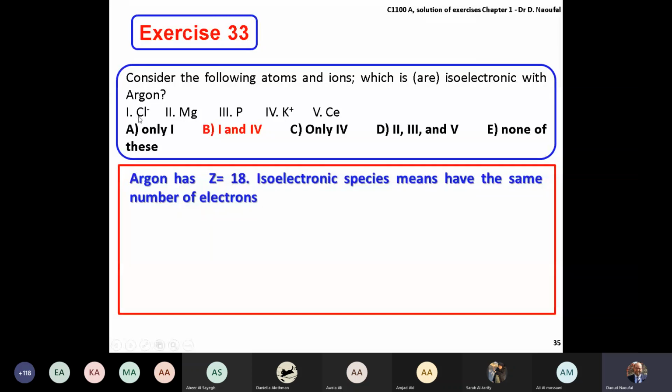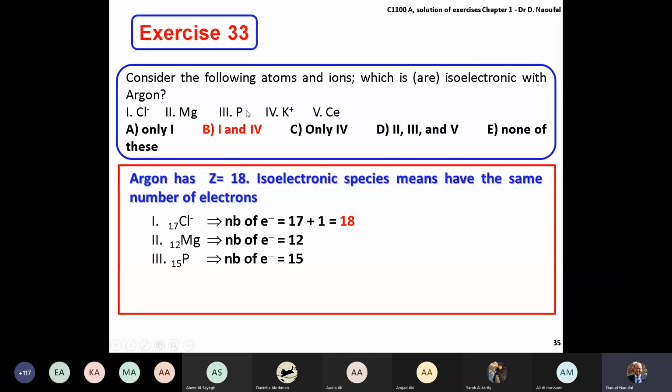In Cl minus, Cl has Z equal 17, so in Cl minus we have one electron in addition, so we have 18 electrons. Mg has Z equal 12, so the number of protons is 12. And since Mg is neutral, the number of protons is equal to the number of electrons, which is 12. In phosphorus, Z equals 15. The number of electrons is 15.